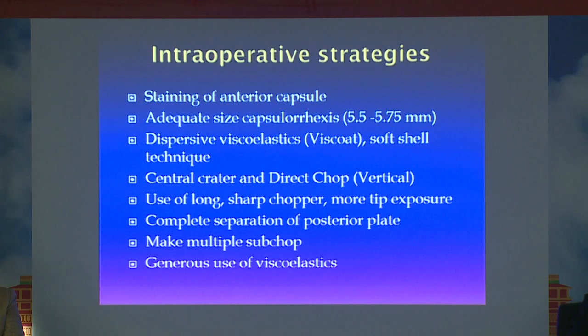And there can be many techniques for the nuclear disassembly, but my go-to technique is to make the central crater and do the direct chop, that is a vertical chop. Using a long sharp chopper definitely helps in these cases, and the tip exposure should be more. And we should try to complete separation of the posterior plate and make multiple sub-chops. And generous use of the viscoelastic during the nucleus disassembly is very, very important.